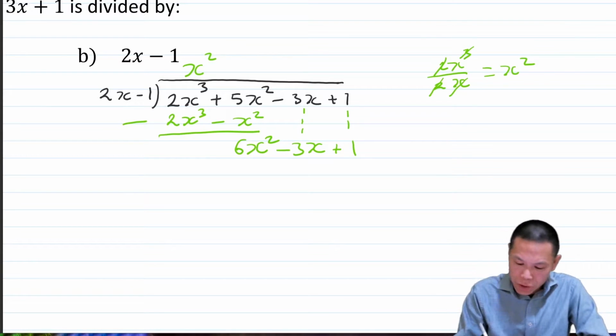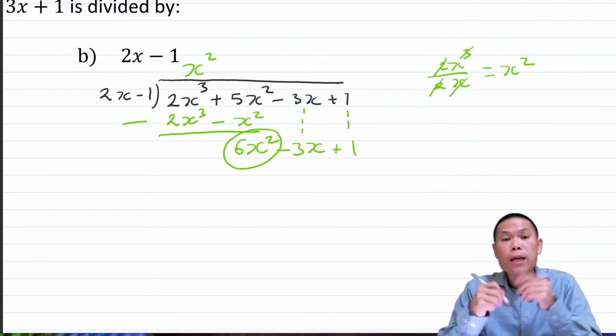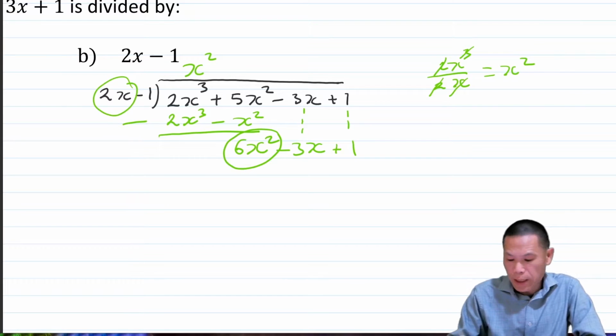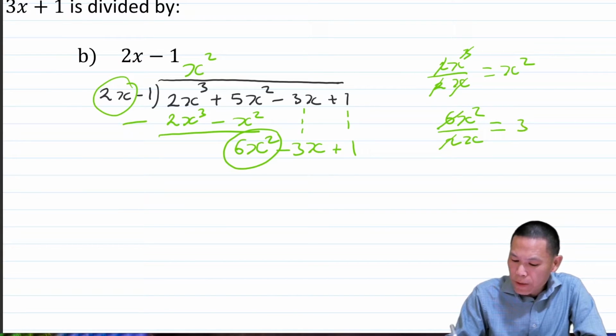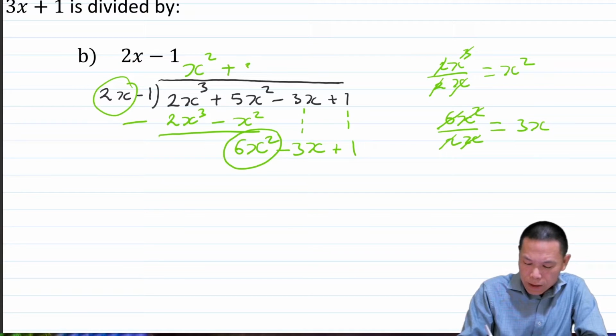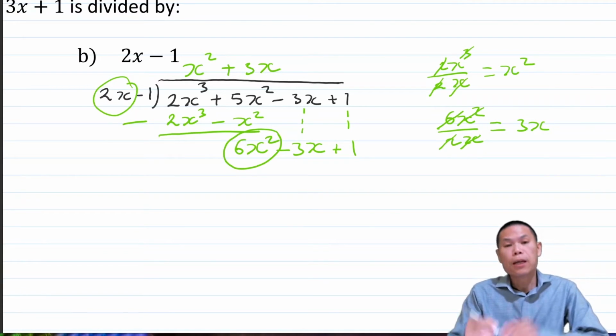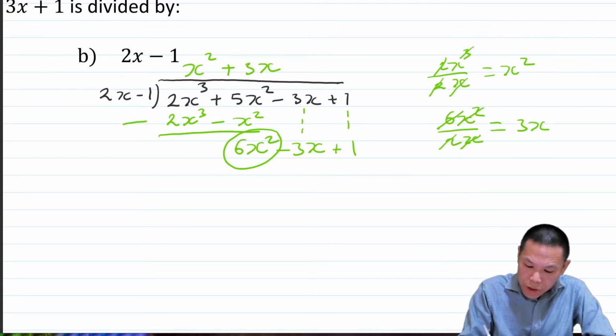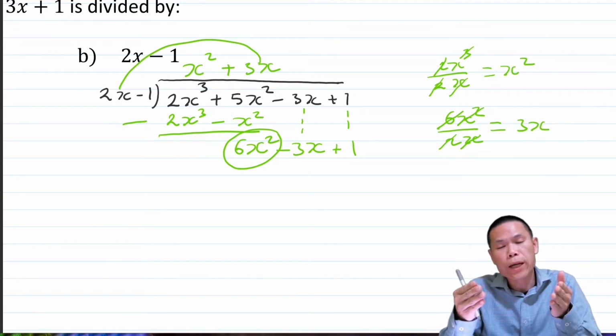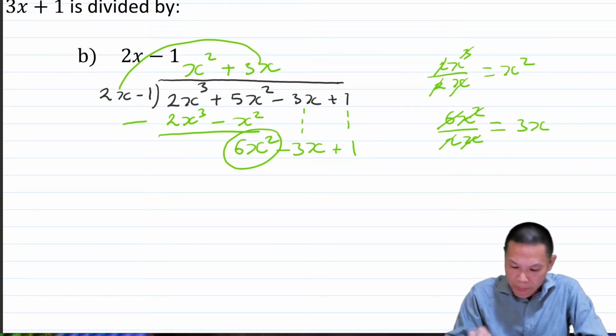And then we use 6x squared divided by 2x. So 6x squared over 2x, that cancels, gives me 3. And this cancels with this, gives me x. So plus 3x. And then multiply them together. So which is 3x times 2x, which is 6x squared.